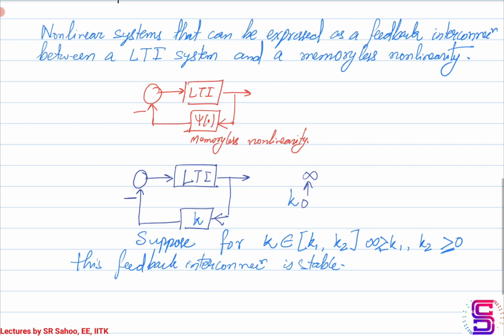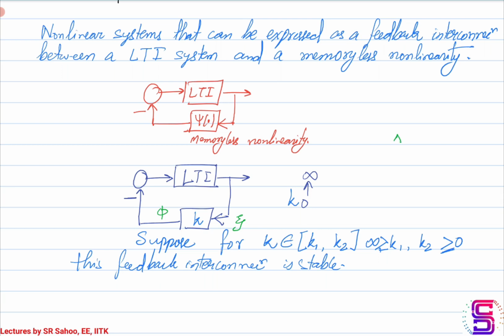So what this essentially means is, let's say the input to the block k is xi, and the output of the block k is phi. Input being xi, output being phi, doesn't matter. So suppose this is the block. Now suppose, as I said, for a value of k between k1 to k2, this interconnection is going to be stable.